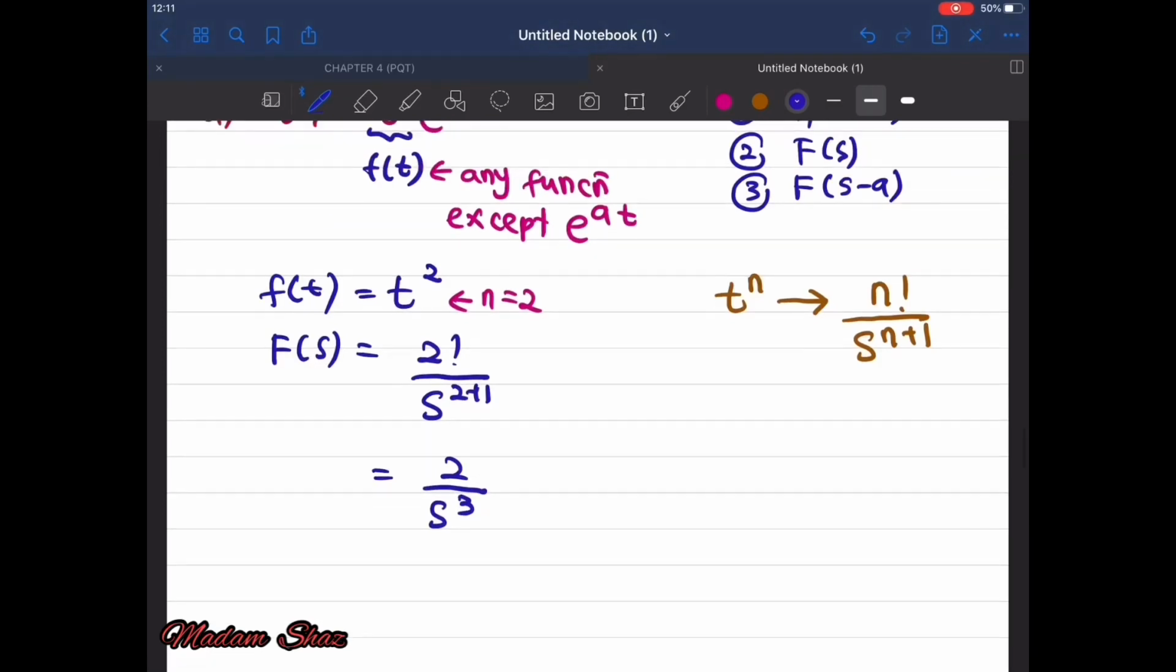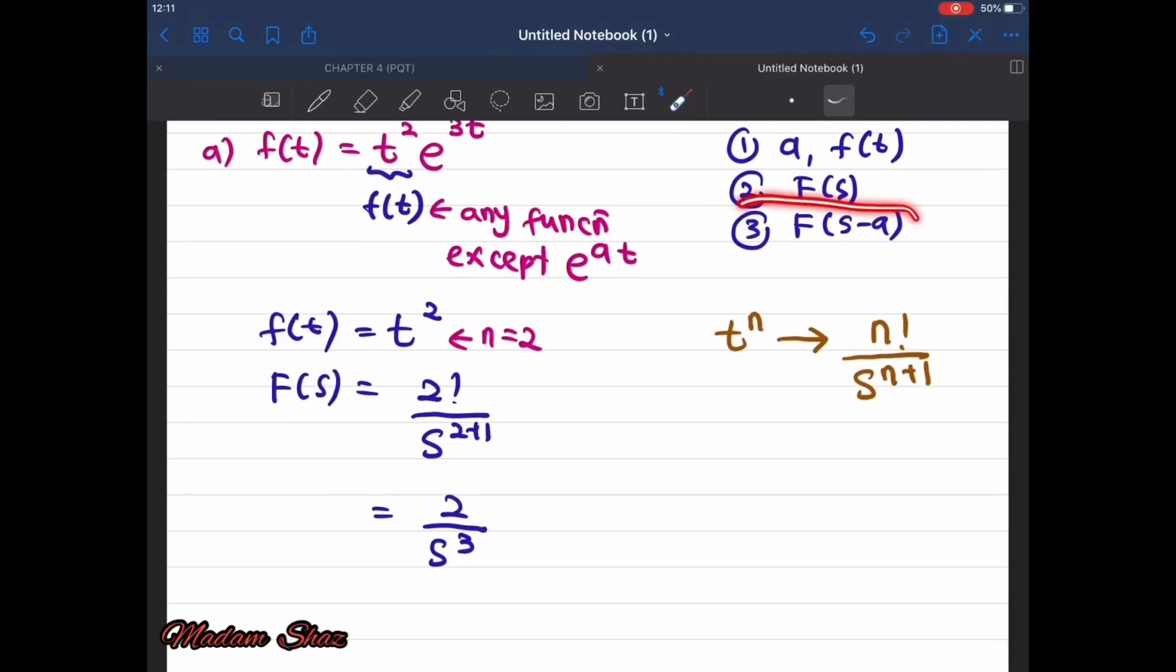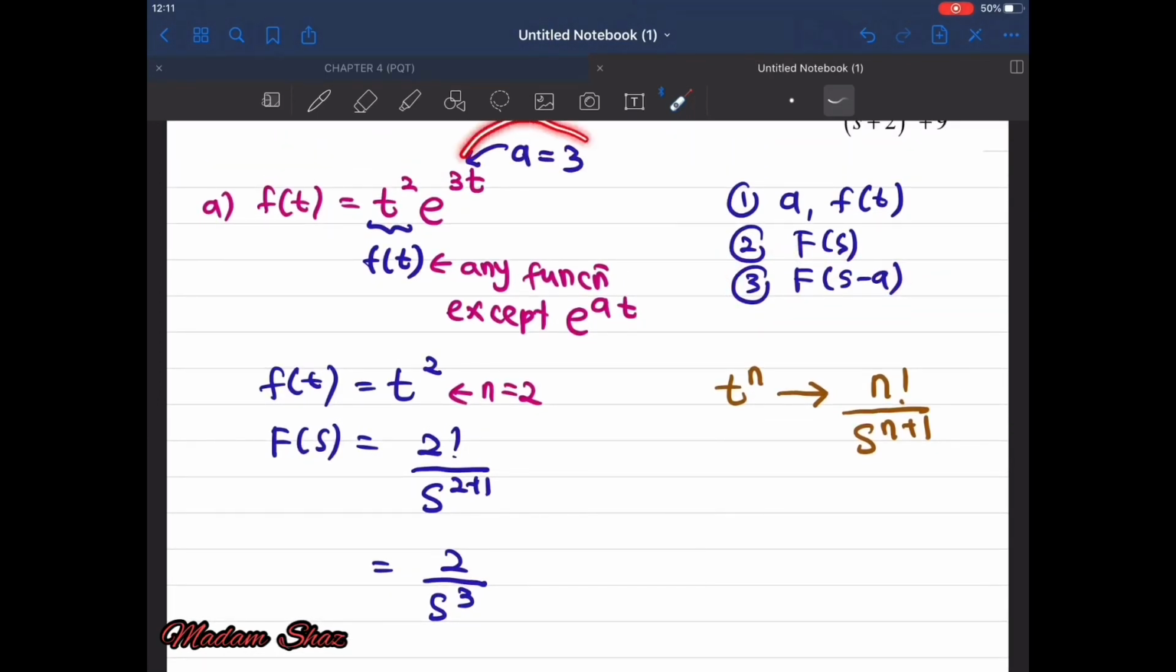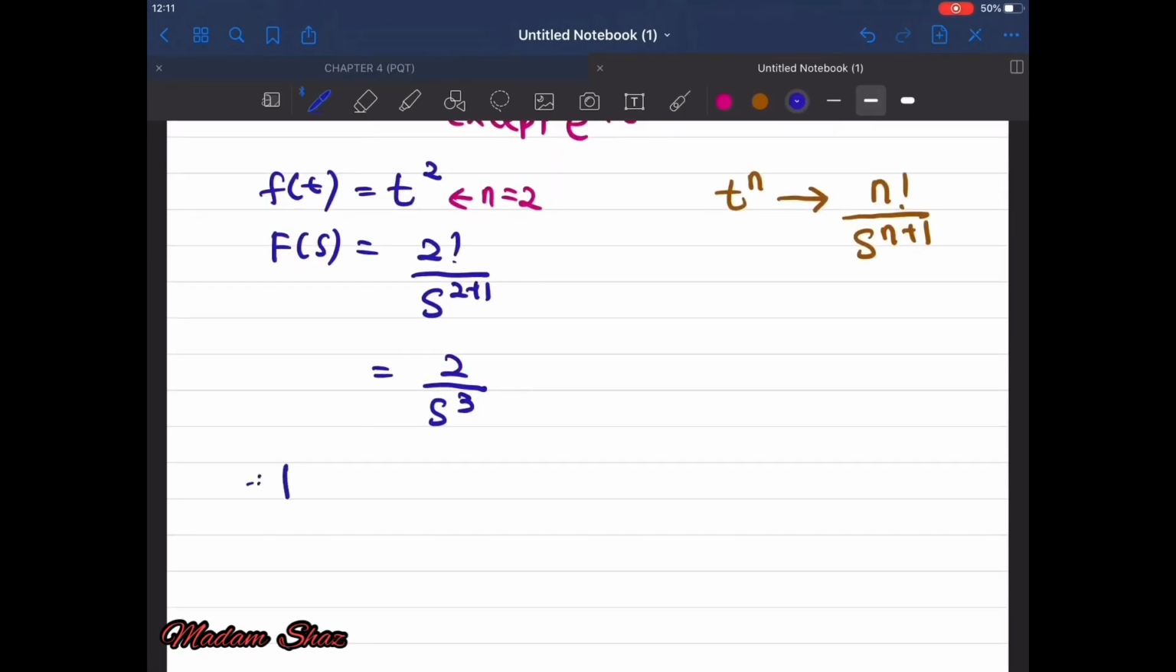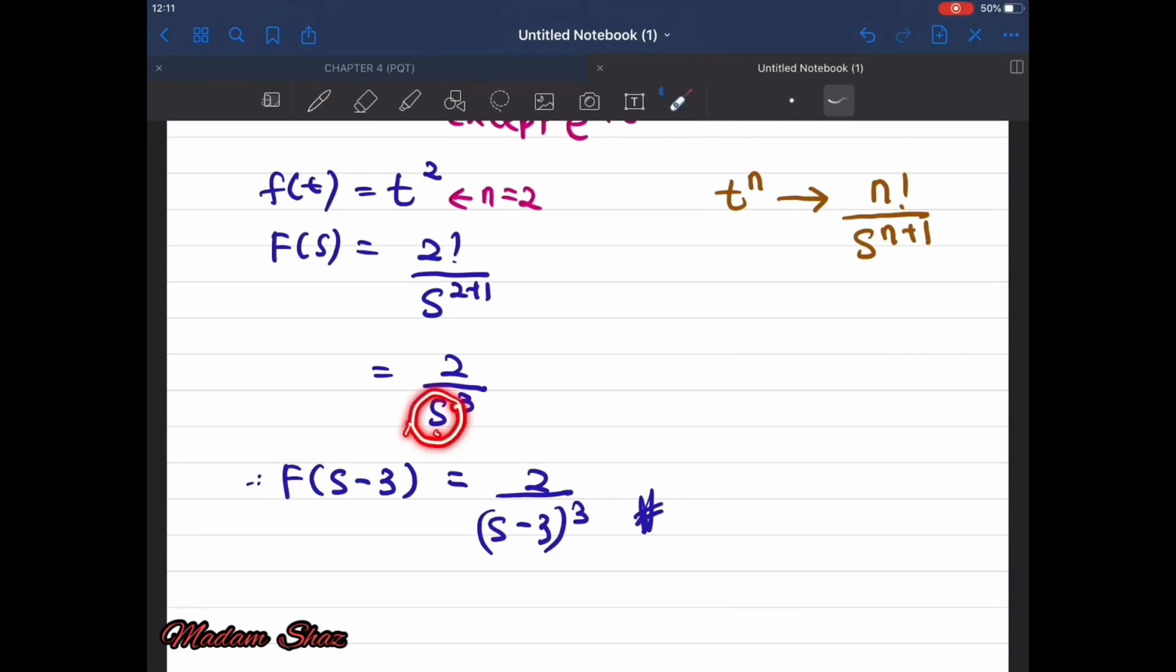Now for the last step, we want to shift F(s minus a). Our a here is equal to 3. Therefore, F(s minus 3) is equal to 2 over (s minus 3) to the power of 3. So we change the position of s here to become s minus 3. This is the answer for the first example by using the first shift property.